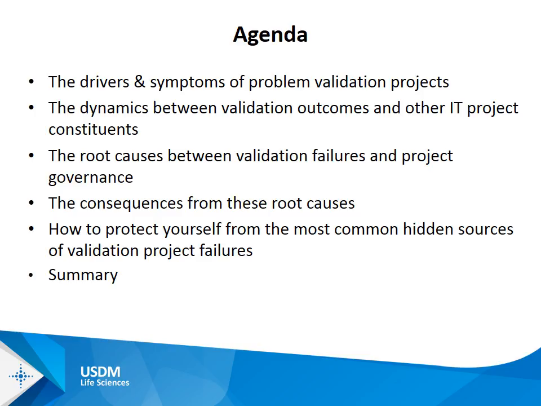So what we're going to be talking about here are the drivers and the symptoms of problem validation projects, the dynamics between validation outcomes and other IT constituents, which are many, the root causes between validation failures and project governance, consequences from these root causes to be avoided primarily, and how to protect yourself from the most common hidden sources of validation project failures. And that's really the key here, is that many of these are hidden, and unless you're looking for them, you might forget to take them into account when you're planning your projects. This is something we run into all the time.